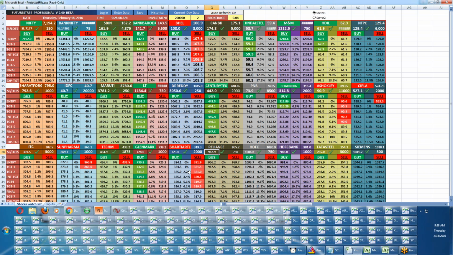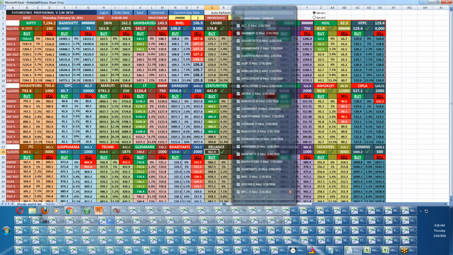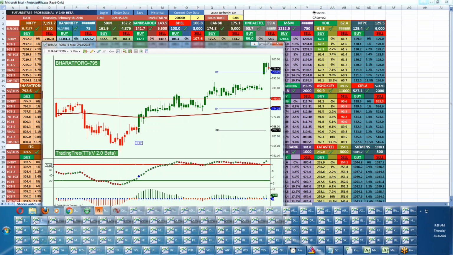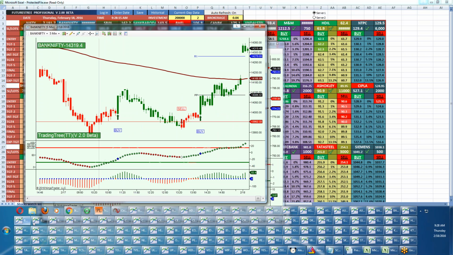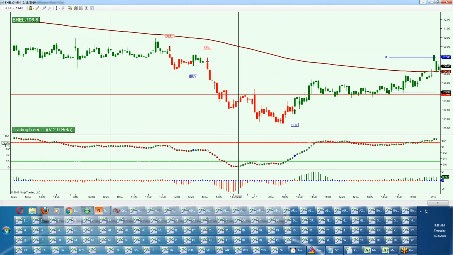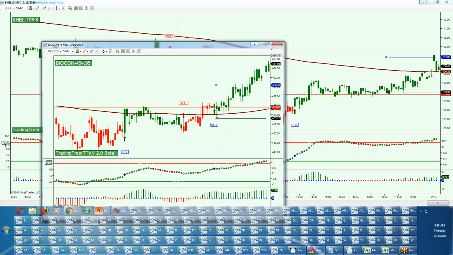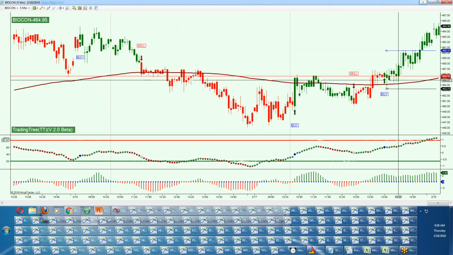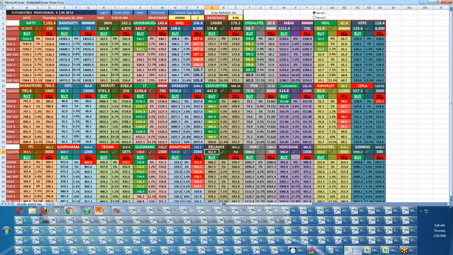So BHEL, let's check the chart. Can exit in case it makes, because it seems like an upside only. So you can exit BHEL, I mean, if it makes 106.70.